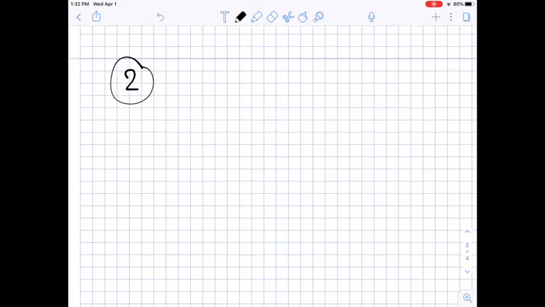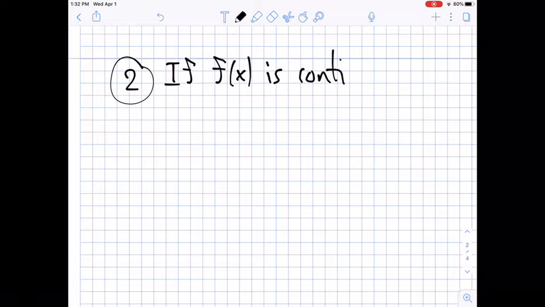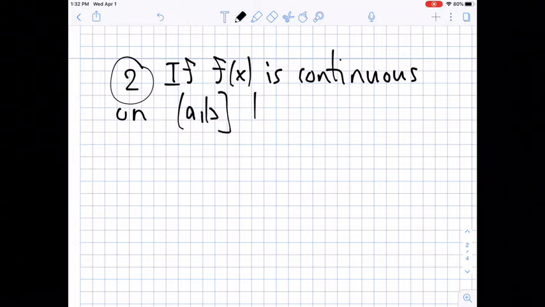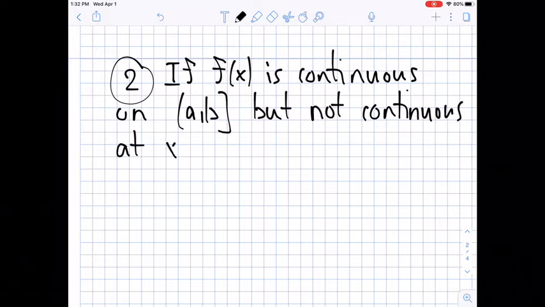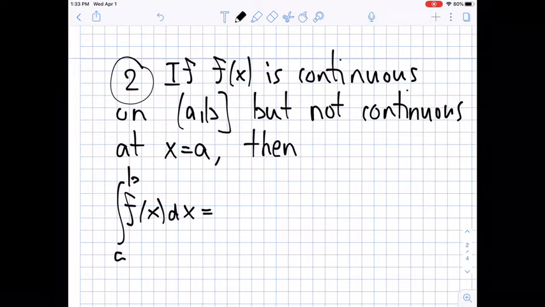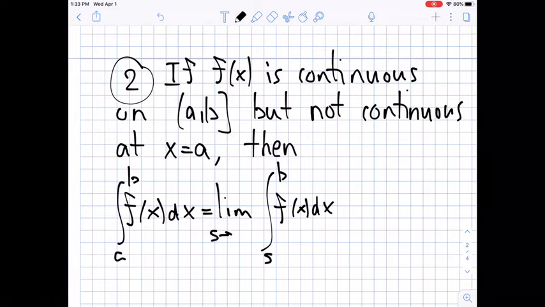So number 2, if our function is continuous on a to b, but not continuous at a, then we take our integral a to b, and we do something very similar. Okay, we're now just going to introduce, though, our parameter for a. So let's say we can use s to replace it. We do integral f of x dx. We use FTC 2 there, and then we take the limit as s approaches a.